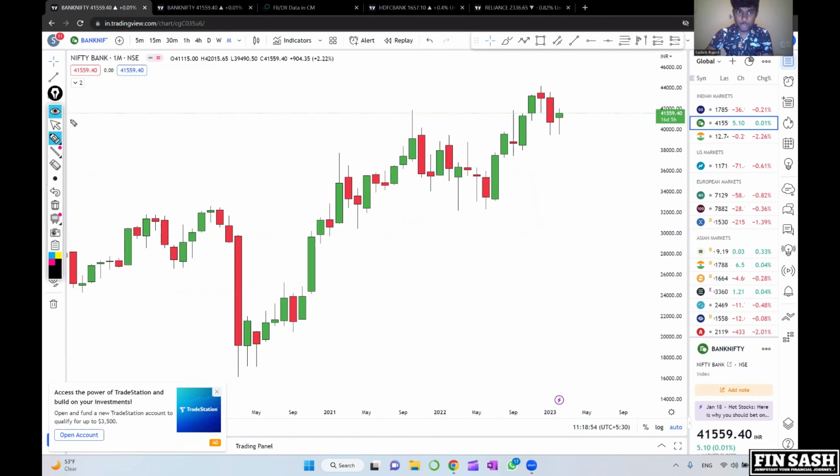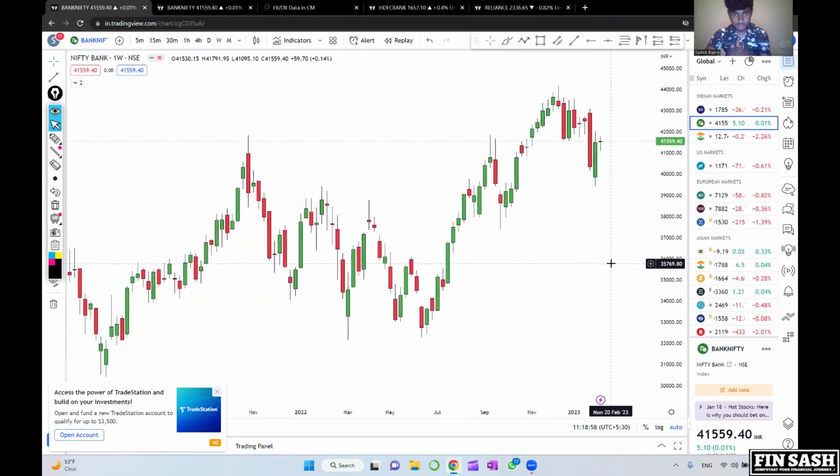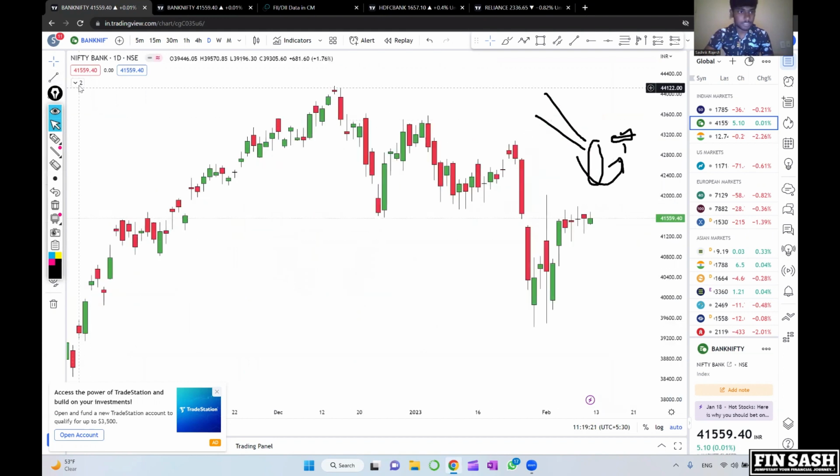If we move to the 1 week time frame, so again, the same kind of analysis, right? There's been a huge sell-off, then there's a huge green candle here at this region, and then there's like a doji candle or a sideways kind of market. So yeah, and if we go to the daily time frame, same thing.